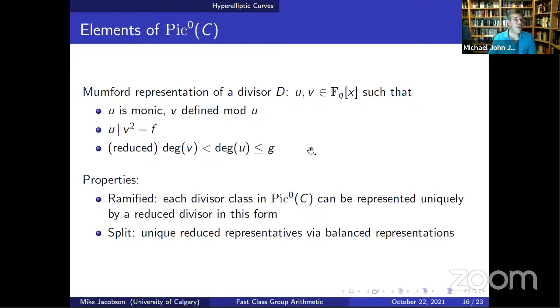So what about the group operation here? Well, in hyperelliptic curve parlance, we speak of the Mumford representation of a divisor. That's just given by a pair of polynomials, u and v, with coefficients in the finite field F_q that satisfy these properties. We demand that u be monic, v is defined mod u, and we have a divisibility condition that u divides v squared minus f. And we say that our Mumford representation is reduced if the degree of v is less than the degree of u, and that's less than or equal to the degree of g.